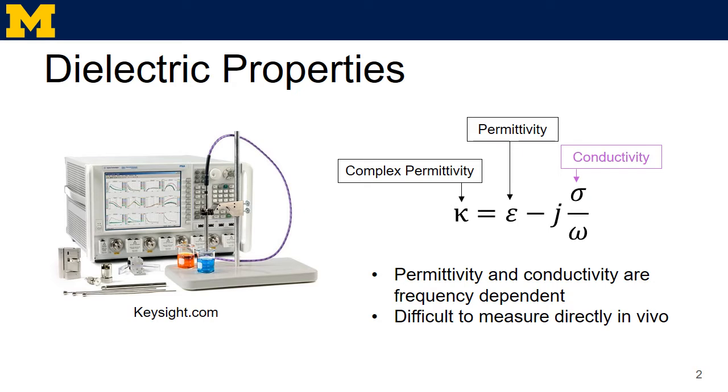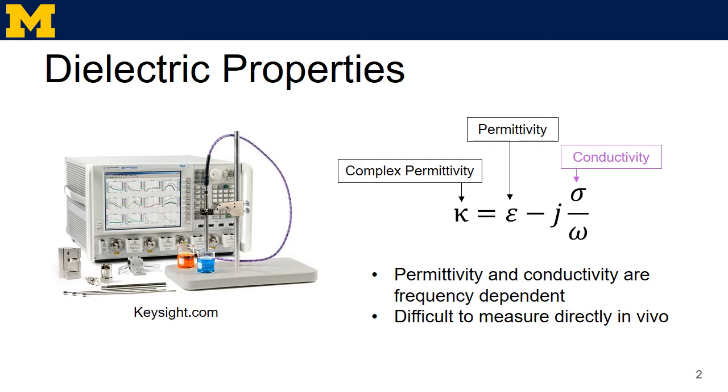We use the letter kappa to describe the complex permittivity or dielectric constant of a material. This describes how electromagnetic waves behave within that material. In the real part, we have permittivity, and in the imaginary part, we have conductivity. And while we do have the frequency of interest omega in this expression, it's important to note that permittivity and conductivity are also frequency dependent.